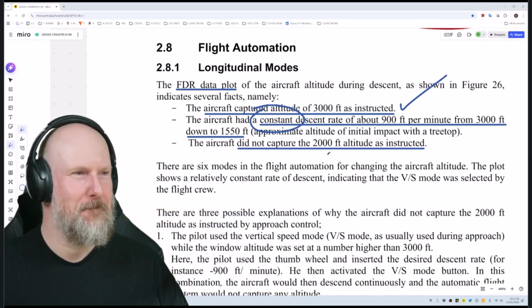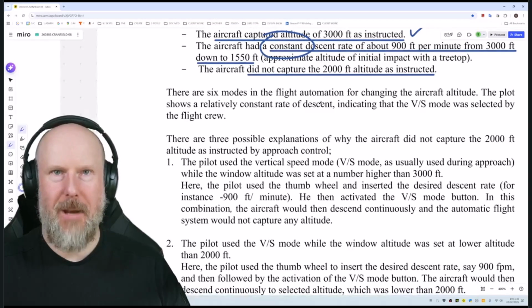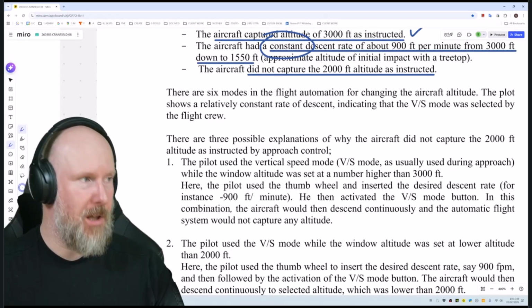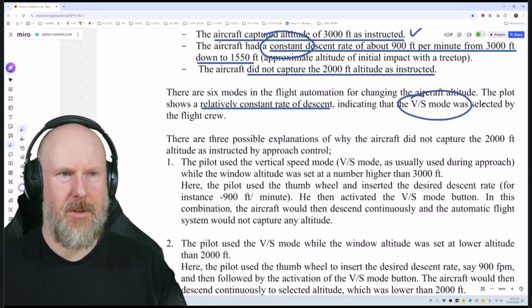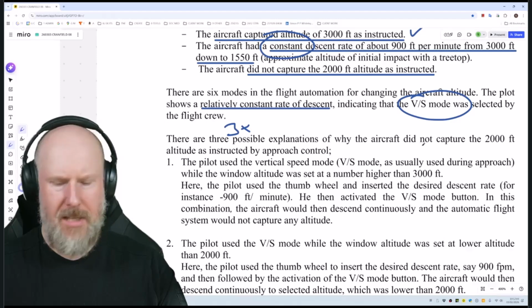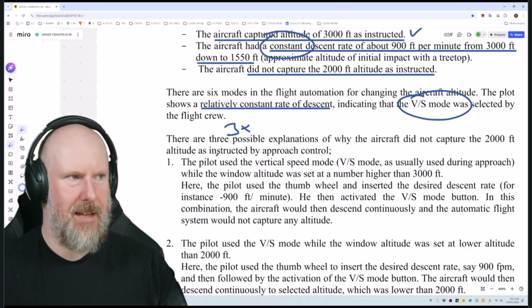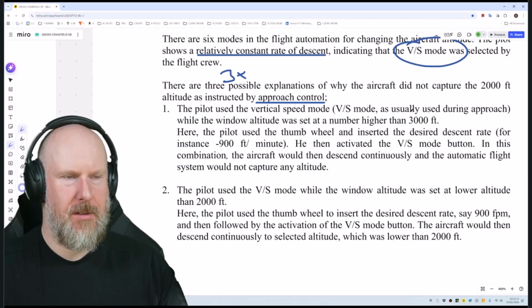Thank you. There are 6 modes in the flight automation for changing the aircraft altitude. The plot shows a relatively constant rate of descent, indicating that the vertical speed mode was selected by the flight crew. There are 3 possible explanations of why the aircraft did not capture the 2,000 feet altitude as instructed by approach control. The pilot used the vertical speed mode as usually used during approach, while the window altitude was set at a number higher than 3,000 feet.